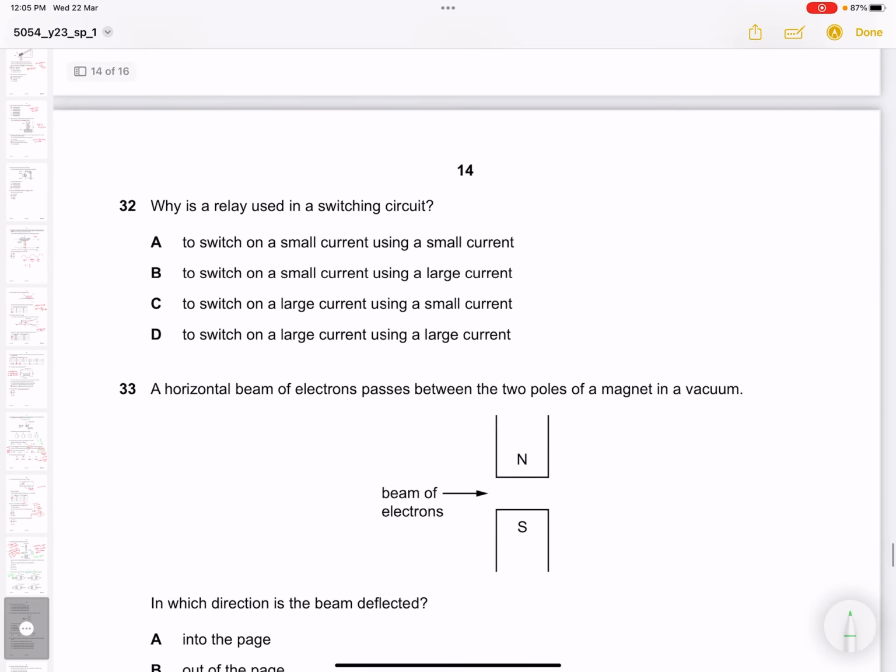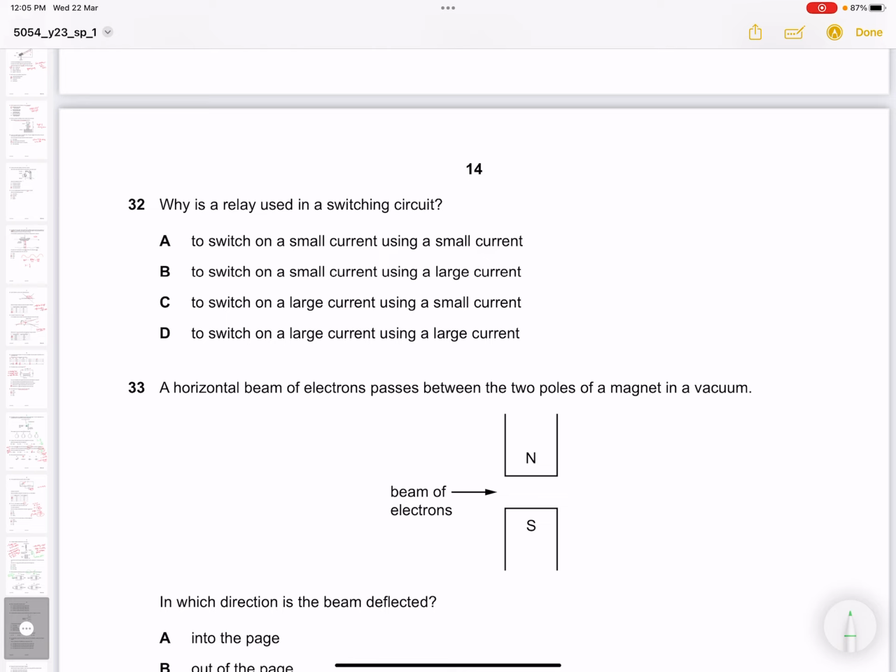Next question. Why is a relay used in a switching circuit? So basically they are asking for the main purpose of relay. A relay is a small switch through which a small amount of current flows, and it controls a large current, controls a large circuit. The example of relay is the switch of a car or any vehicle. The switch is a small circuit, but it controls the whole circuit of the vehicle. So option C is the correct one for number 32, to switch on a large current using a small current.